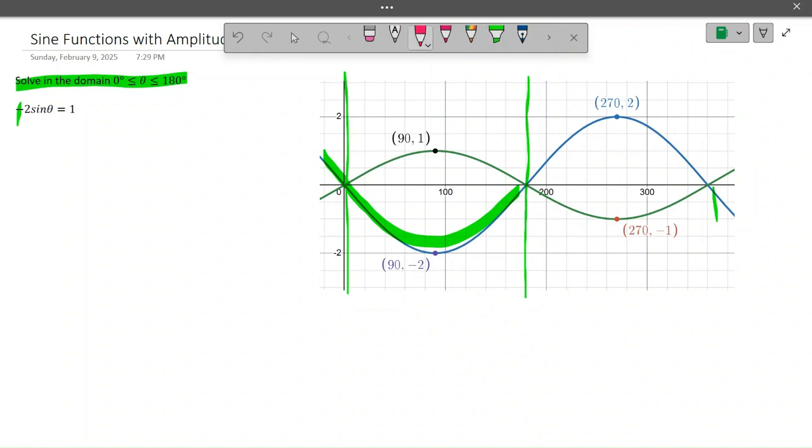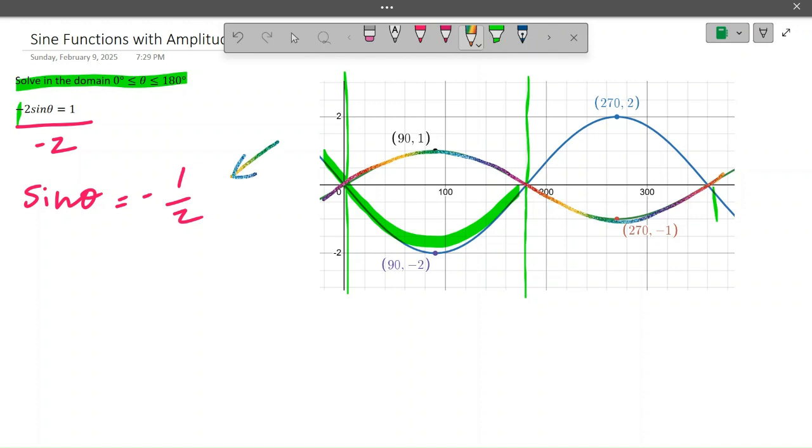So let's go ahead and move our amplitude and our reflection over. I'm going to do that by dividing by negative 2, so we're getting sine of theta by itself again, equals negative half. So this is the form that we know, right? I do know that half falls between 1 and negative 1. I'm back to looking at this graph.